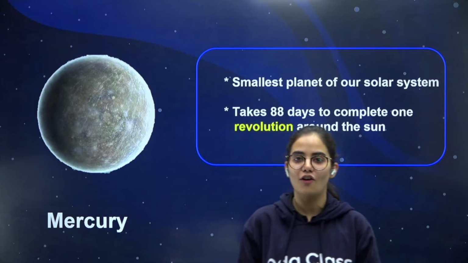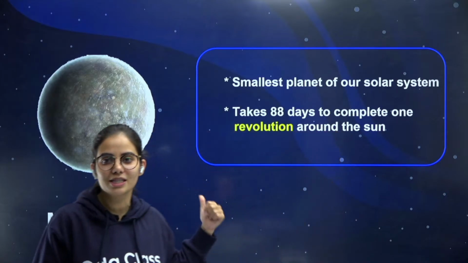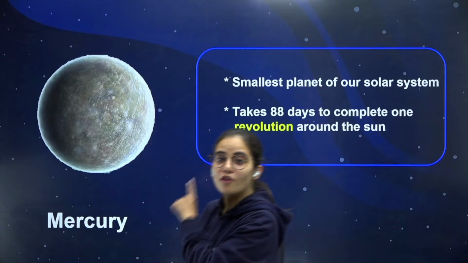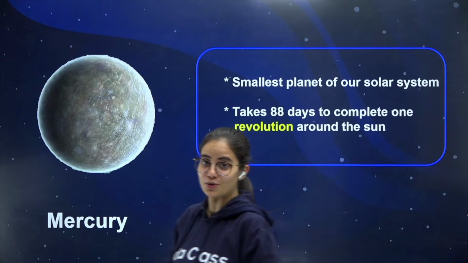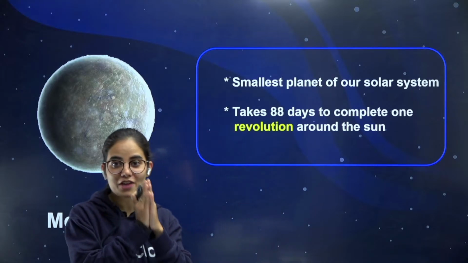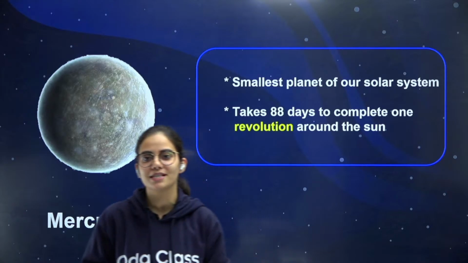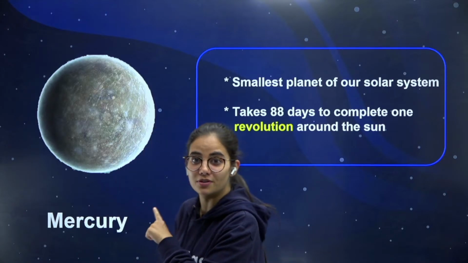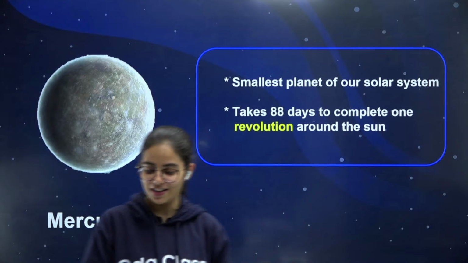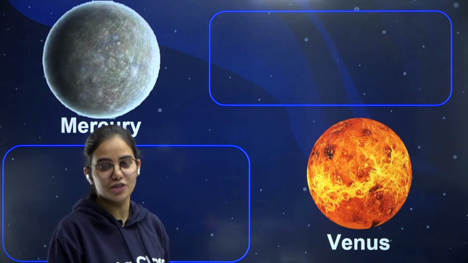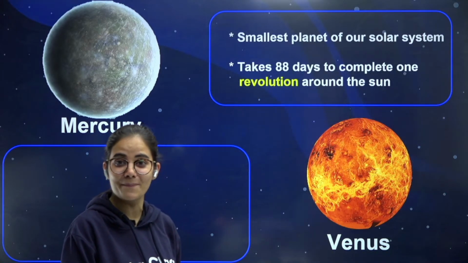Now, what is the meaning of this? It means that a year on this planet is of 88 days. Okay, I hope I am clear to you. Because the position from where we start, and then again we have to come to that position, that will be counted as a year. So it takes Mercury 88 days to again come back on that same position. But it is only about the first planet, right? We are going to talk about planet number 2 as well, and let's compare.